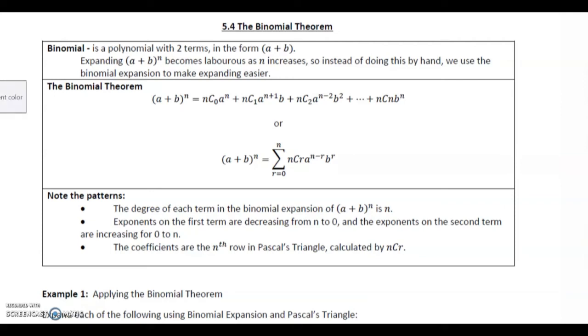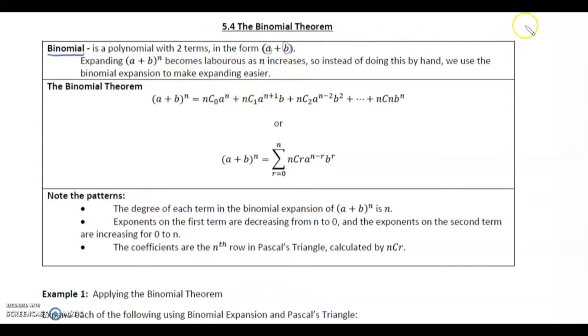5.4, the binomial theorem. Reviewing what a binomial is: it's a polynomial with two terms, in the form a plus b. So some term plus or minus some term. What we're going to be taking a look at right now is expanding a plus b to some exponent n. It becomes very laborious as n increases. So instead of doing this by hand, we use the binomial expansion to make expanding easier.